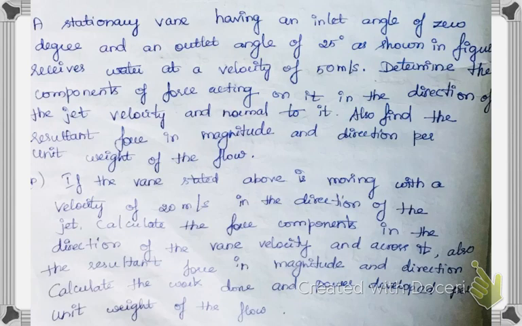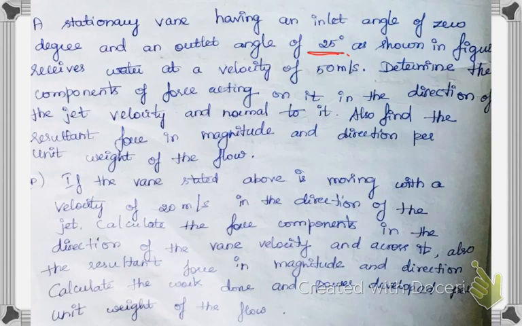A stationary vane is having an inlet angle of 0 degree and outlet angle of 25 degree. So it means what? It is striking the plate in a horizontal way with 0 degree, and after striking, the jet of water is moving with an outlet angle of 25 degree, and then we are receiving the water at a velocity of 50 meter per second. So initially we are having a velocity of 50 meter per second.